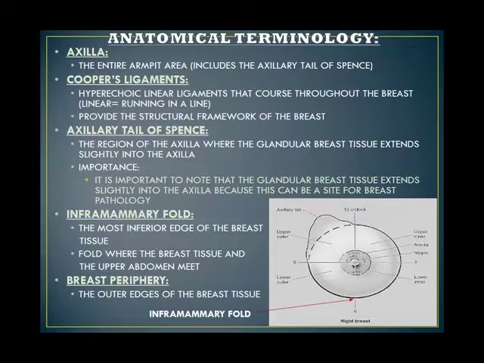Cooper's ligaments. These are the hyperechoic, or the bright white lines that course through the breast. They're ligaments, and they provide the structural framework of the breast. And then we have what we call the inframammary fold. This is down here. This is the lower edge of the breast. So it's infra, it's below, and mammary, breast. And they call it a fold because it's kind of where the abdomen and the breast meet. There's kind of a fold or a ridge there. And then the breast periphery. This is the outer edges of the breast tissue.